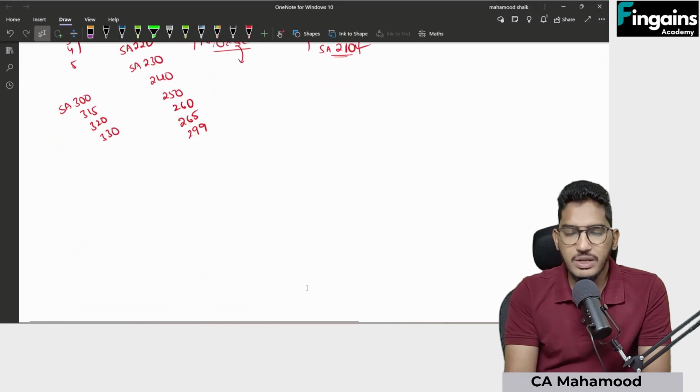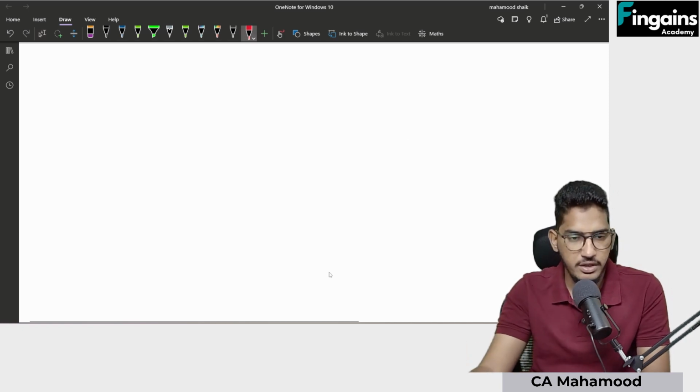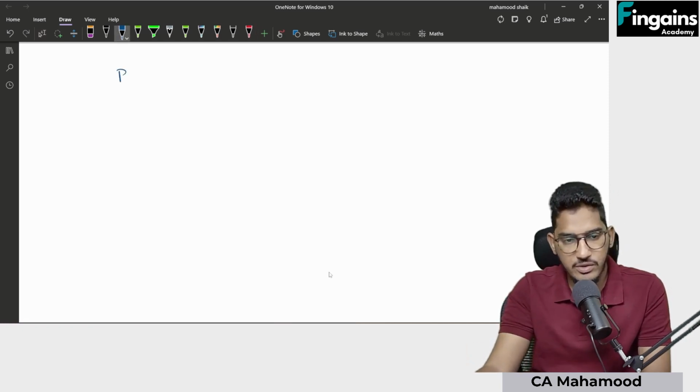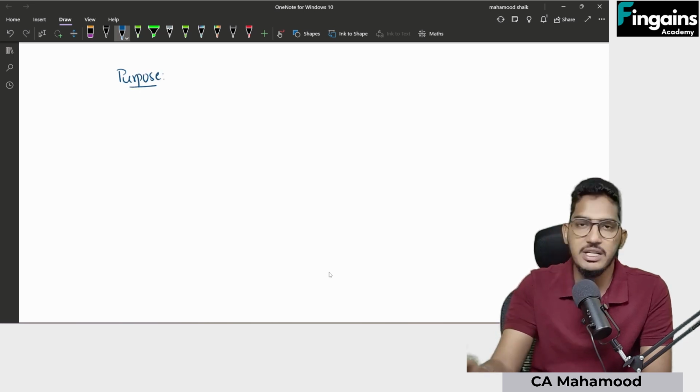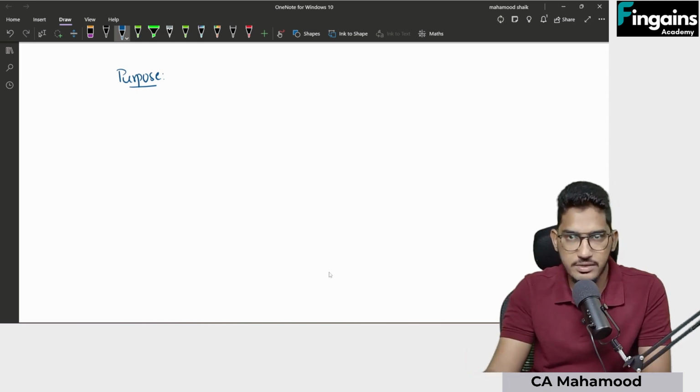Now, before coming to the answer, what are the main points which are required to be considered before expression of opinion? First, we will try to understand what is the purpose of the audit altogether. Why audit as a function has been introduced? What is the purpose of audit? So let us try to understand it.